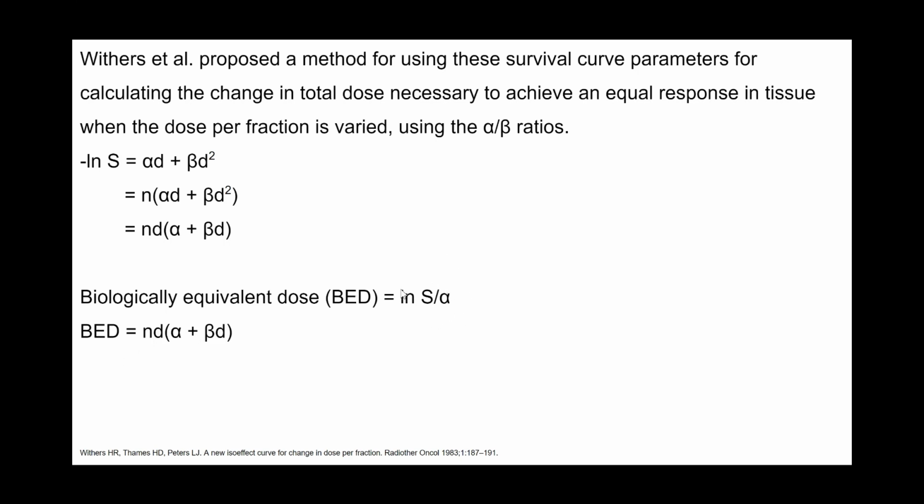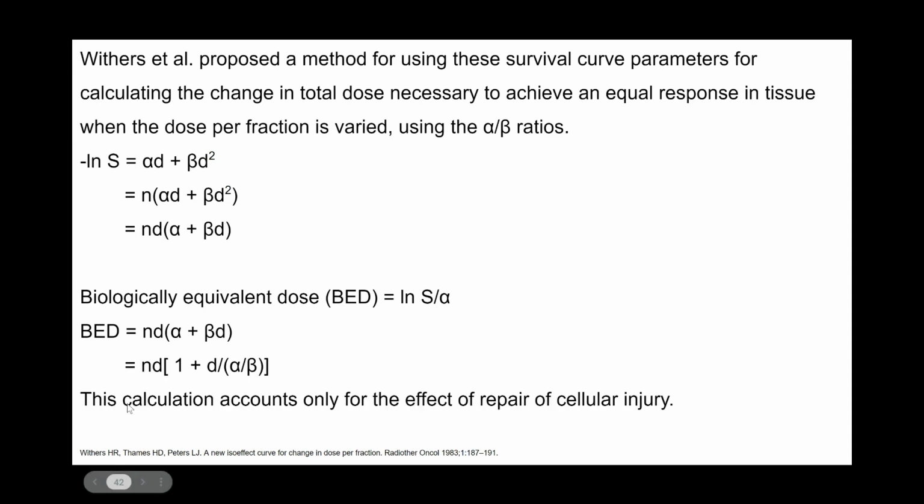So once we replace this log of S with the factor that we know, and with further calculation, we come upon this formula of BED = nd(1 + d/(alpha/beta)). And this is basically used most commonly for calculations. But here we are accounting only for the effect of repair of cell injury. We are not talking about any other factor.